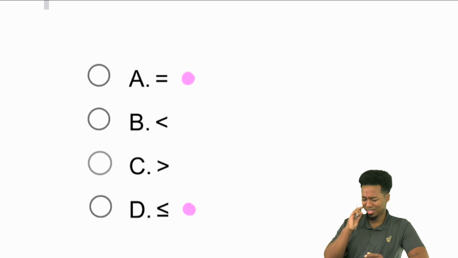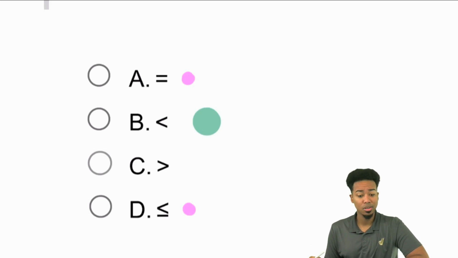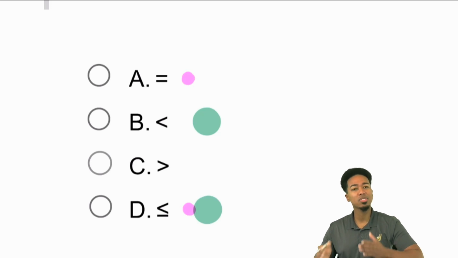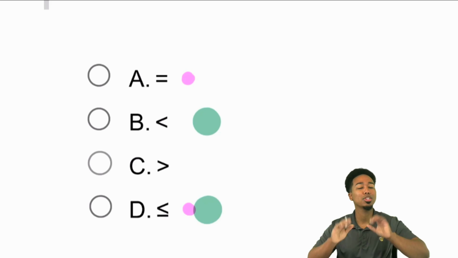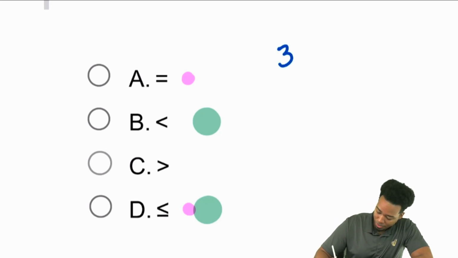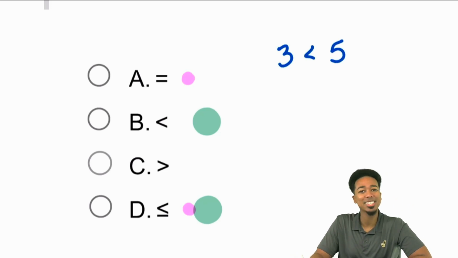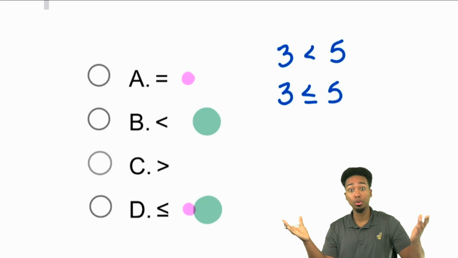Okay, so let's understand this a little better. What if it was B? If it was B, less than, then again D would also be correct, because if it's less than, then it's also true that it's less than or equal to. Let me show you an example. Let's say 3 is less than 5. True statement, right? But if I wrote 3 is less than or equal to 5, that's still true.